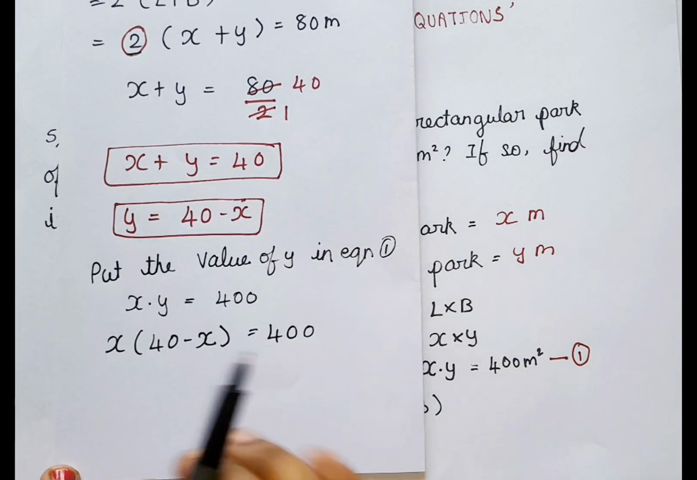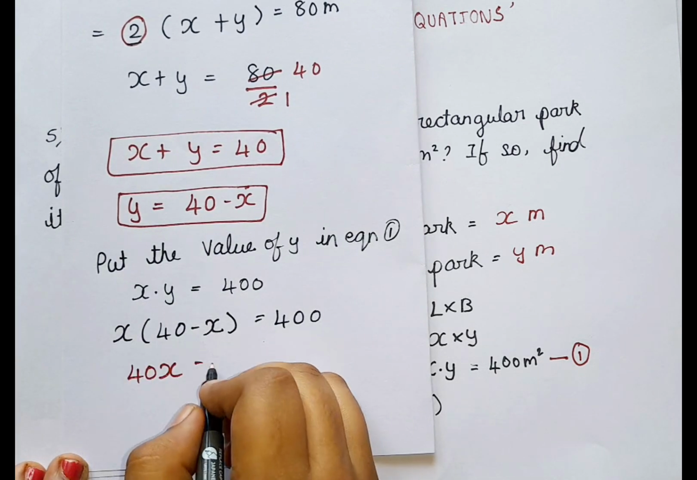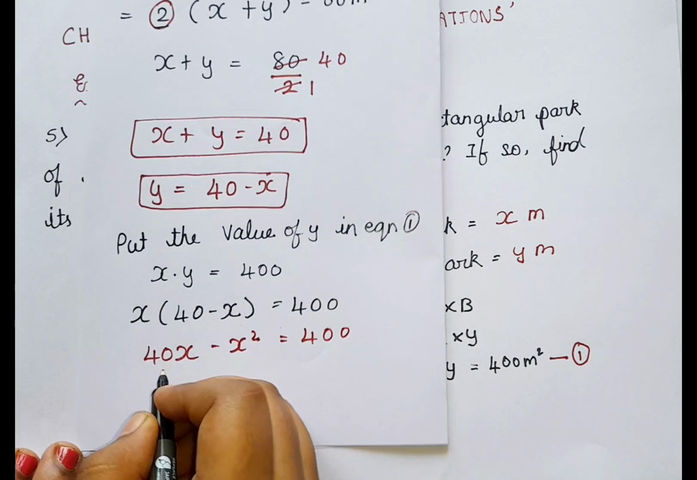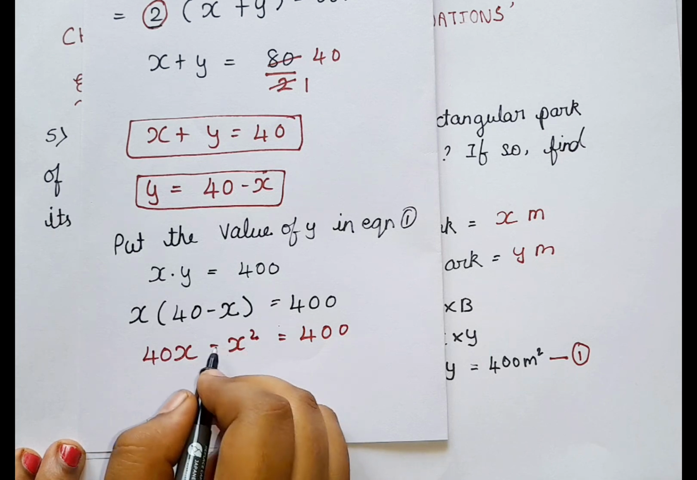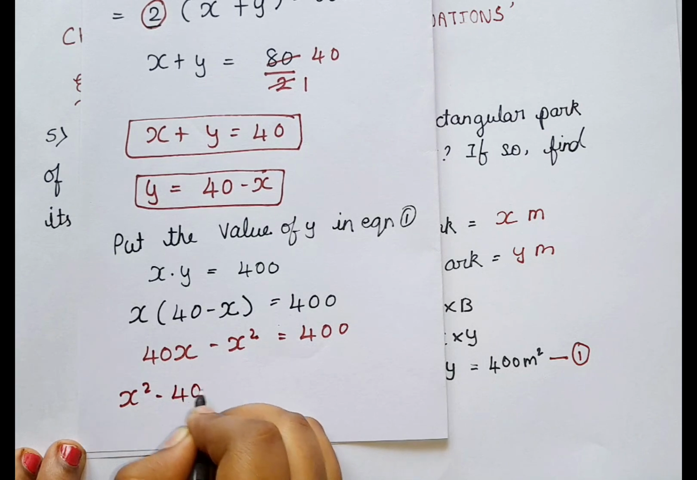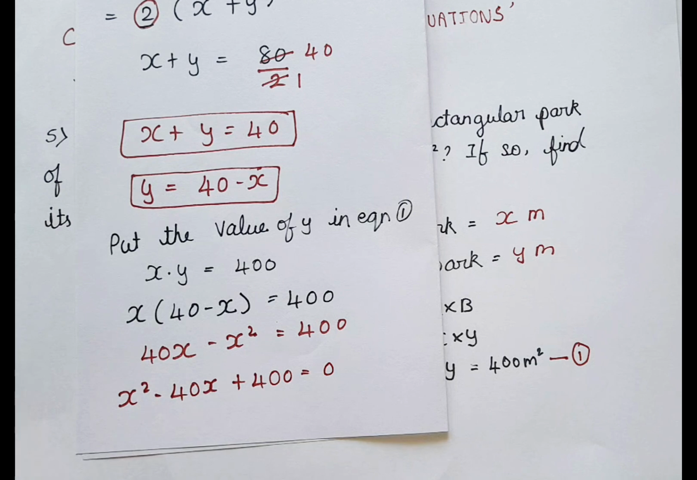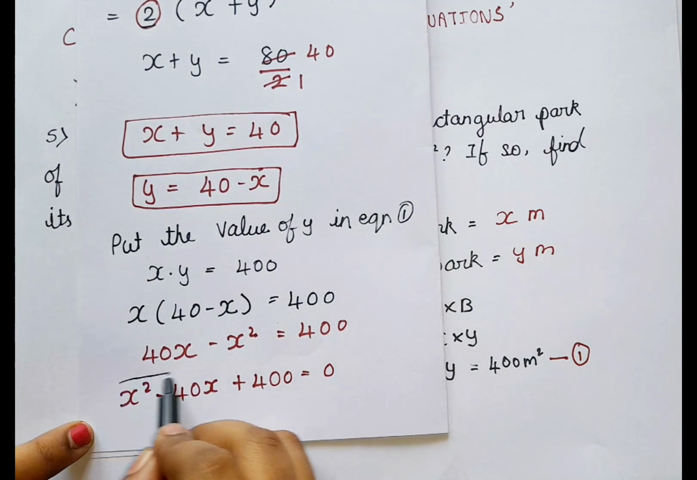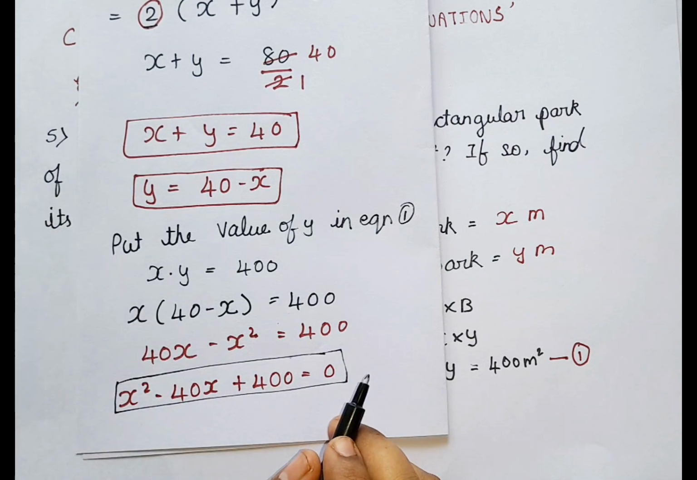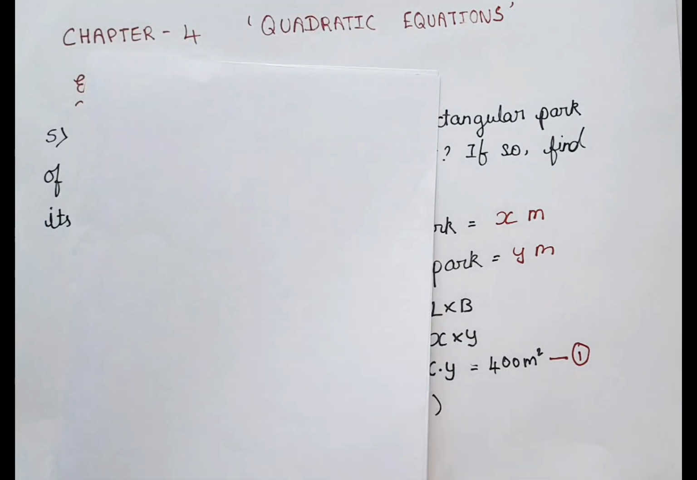Now we can multiply them. 40 into x is 40x, and minus x into x is x square, is equal to 400. Now let's write it in quadratic form. Taking everything to one side, we get x square minus 40x plus 400 is equal to 0. Now we got a quadratic equation. Whenever we get a quadratic equation, try to find the roots. So let's find the roots.